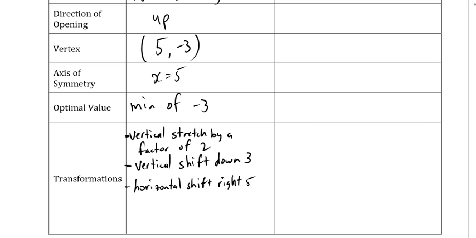What's the definition of a factor again? A factor kind of means it has something to do with multiplying. So that's why we're not adding 2 every time. We're multiplying by 2 every time. So we say by a factor of 2.